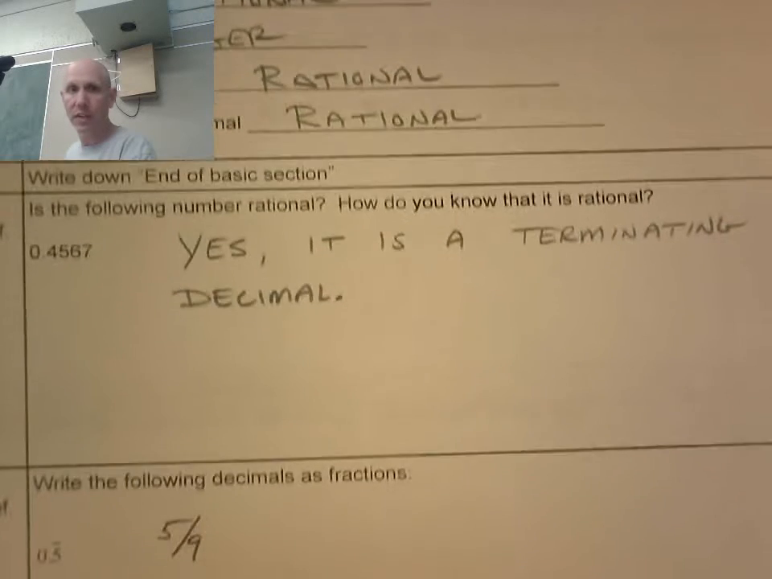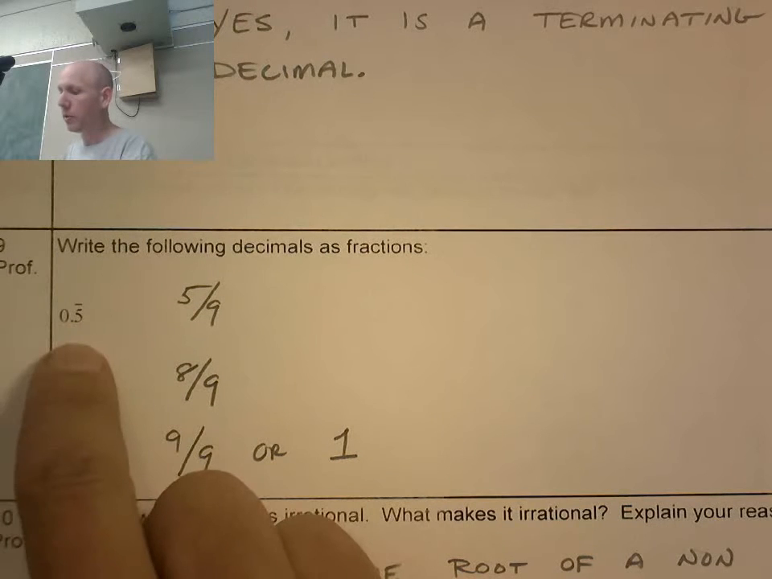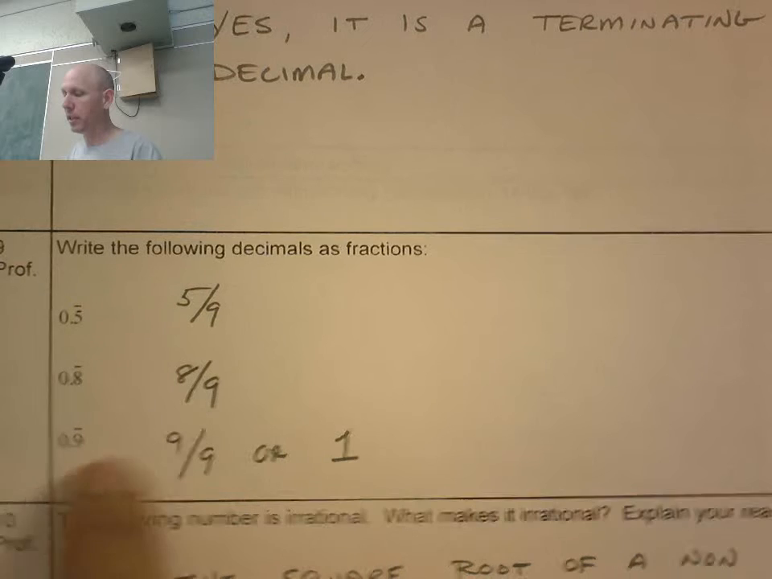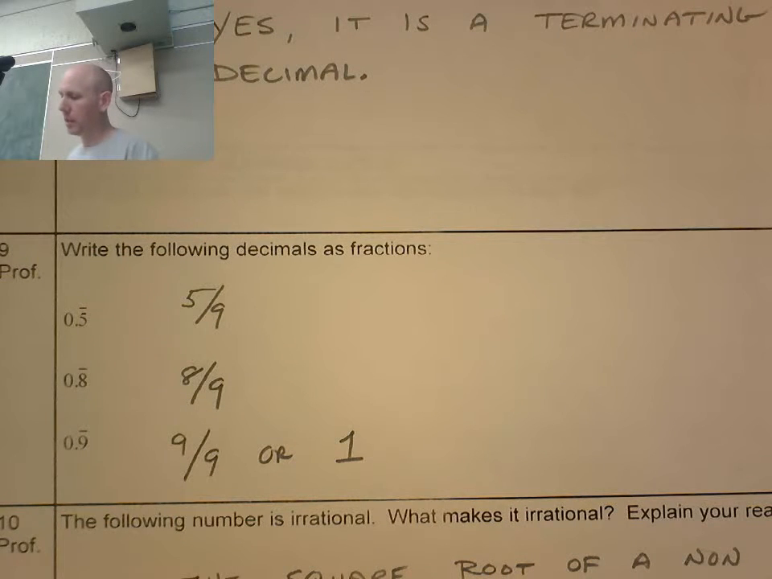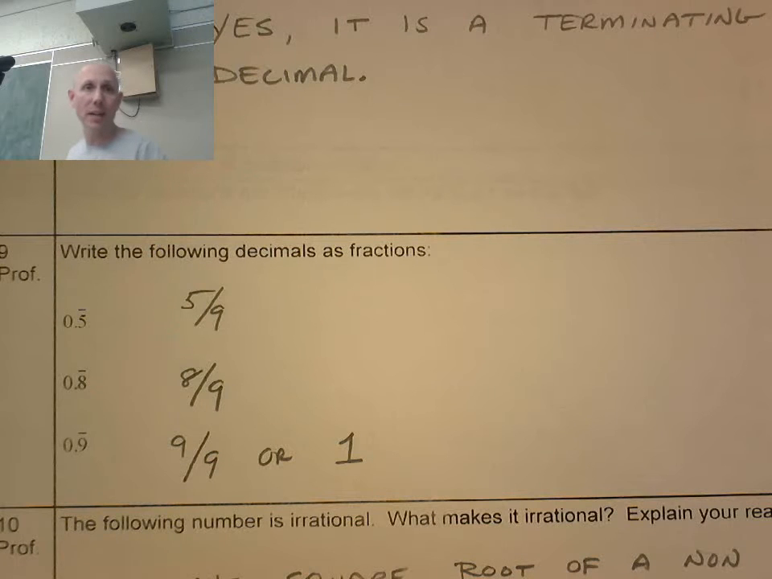Write the following decimals as fractions. 0.5 repeating, well, I put 5 over 9. 0.8 repeating, 8 over 9. 0.9 repeating, 9 over 9, or 1. This is going to show up on a test. This idea that 0.9 repeating is 9 over 9, which is equivalent to 1.